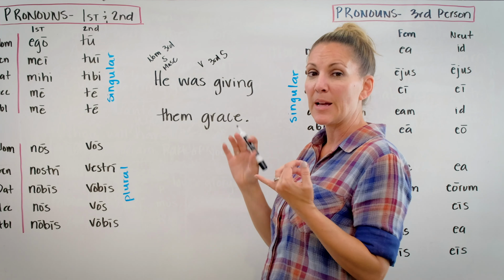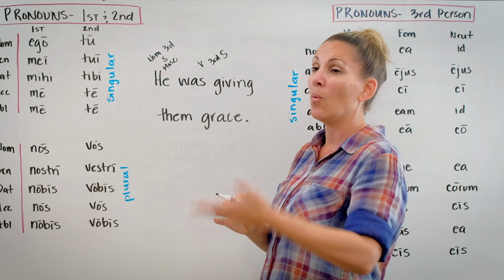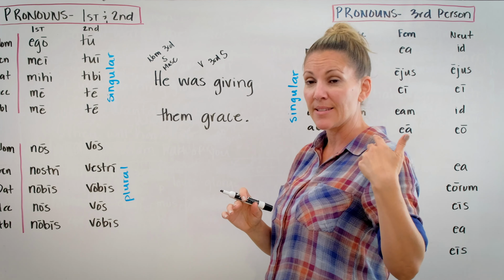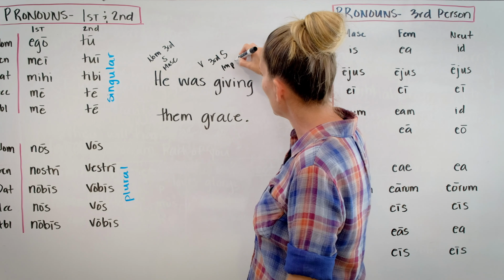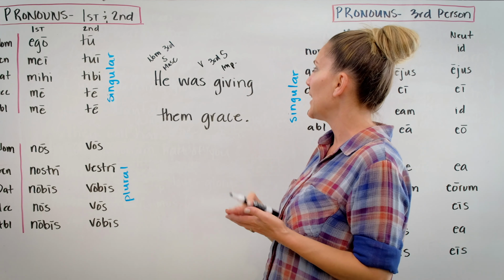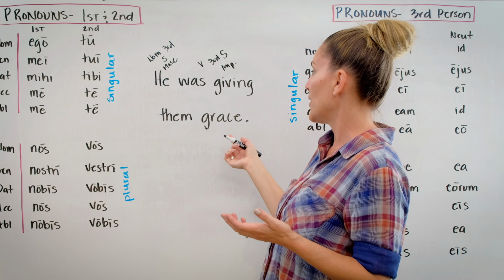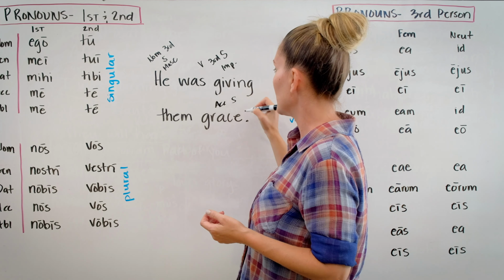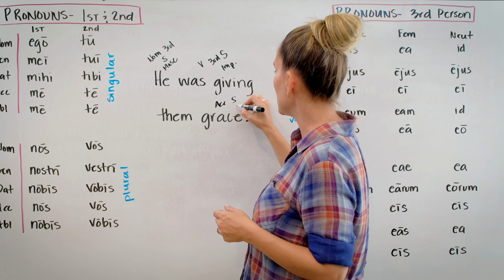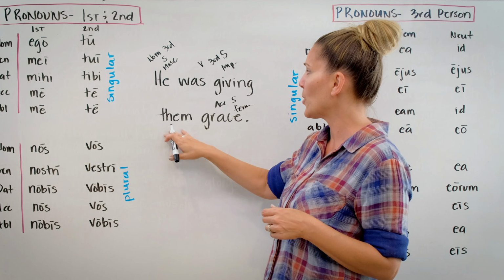Was giving, is that present tense? Is it imperfect or is it future? Well, was giving, it's happening in the past, and as far as we know, he's still giving them grace. So this is the imperfect tense. And can I answer the question, he gives who or what? He's giving what? He's giving grace. So here's my accusative. It is singular, and I know that my word for grace is feminine because it belongs to the first declension.